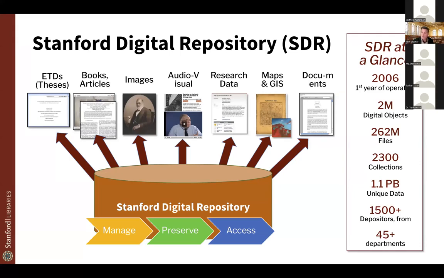It's been running now since 2006. It has over 2 million unique digital objects and more than 1.1 petabytes of unique data. We've also opened up deposit interfaces, so our electronic theses and dissertations application, for example, comes directly into the repository. And we have had thousands of depositors from more than 2/3 of the departments at Stanford make use of the repository. So it really has become an integral tool that is part of the scholarship and the administration of the university.